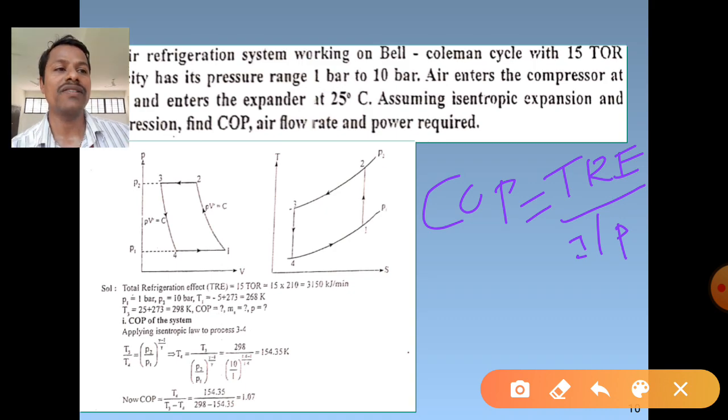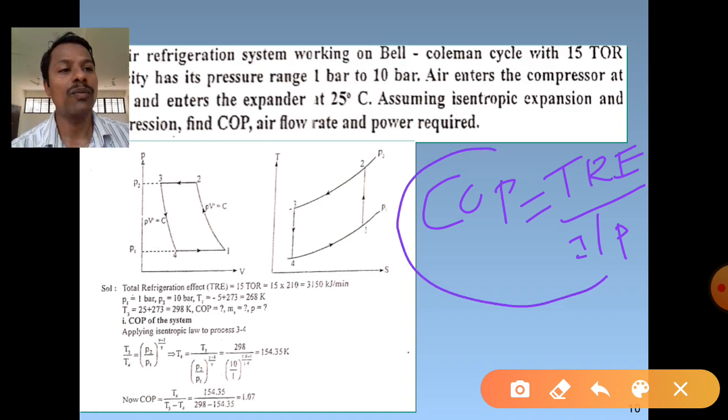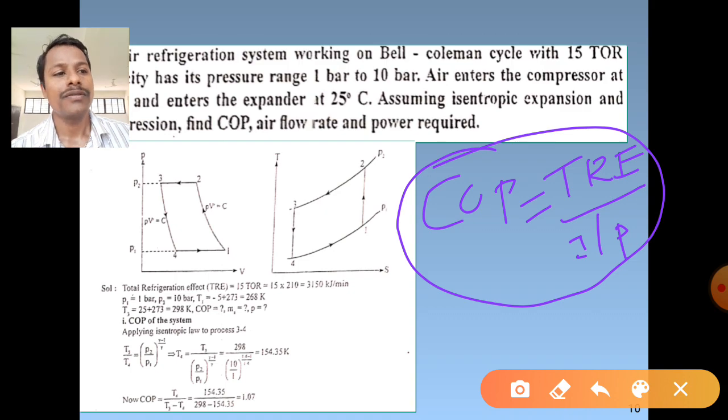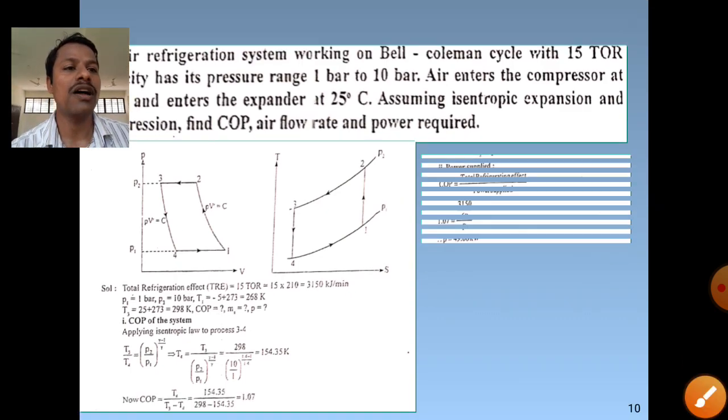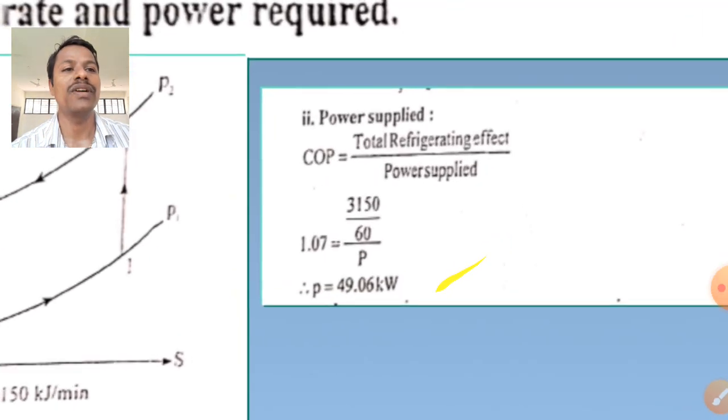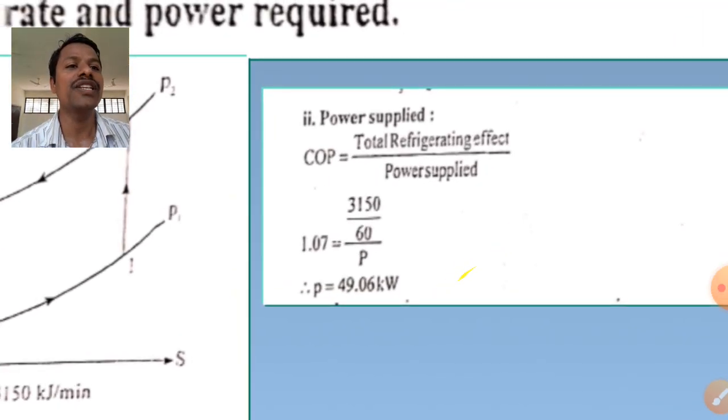So how total refrigeration effect can be written in kilowatt we have discussed. Finally, 1 ton is equal to 210 kilojoule per minute. Minute can be expressed in seconds, and kilojoule per second is kilowatt. So input power can also be in kilowatt. Therefore COP can also be calculated this way. So this is another method of calculating COP. Please remember this point: COP is equal to total refrigeration effect divided by input power to the refrigerator.